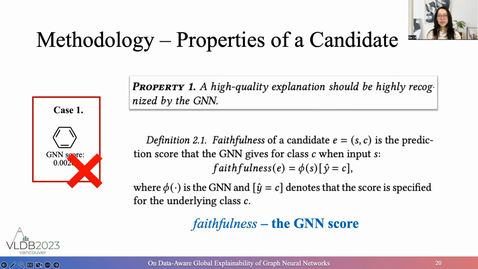Corresponding to Case 1, we have the first property of high-quality explanation candidates. That is, it should be highly recognized by the GNN. We then define the faithfulness of a candidate to be its prediction score given by the GNN, which is just a direct measurement of model recognition level.